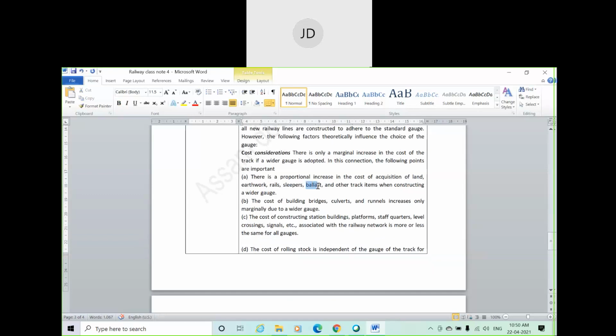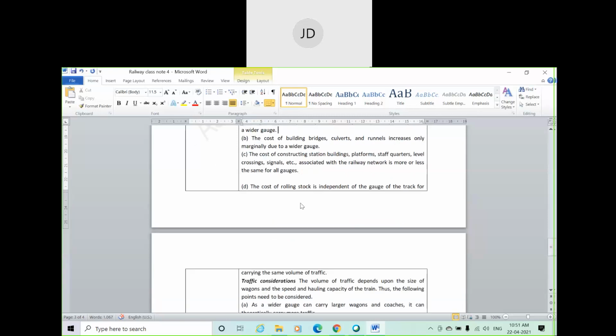We're going to discuss ballast in coming classes, so don't worry. Then the cost of building bridges, culverts, and tunnels increases only marginally due to the wider gauge. The cost of constructing stations, buildings, platforms, staff quarters, level crossing signals, etc., all associated with the railway network, is more or less the same for all gauges. The cost of the rolling stock is independent of the gauge of the track, for working the same volume of traffic. We're going to discuss that.